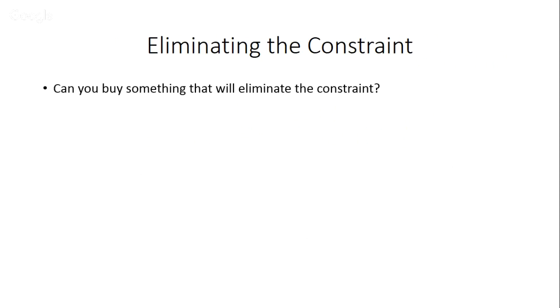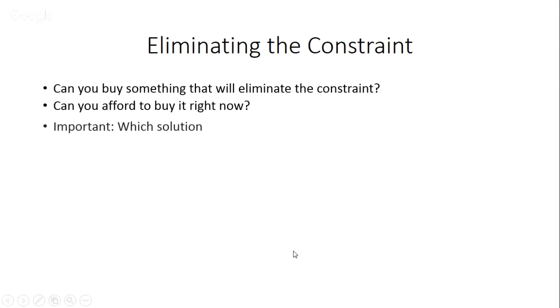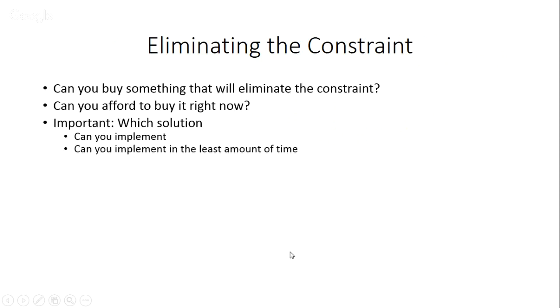So trust me when I say this, I'm certainly not talking about never buying anything. I'm not talking about getting off everybody's list. You need to know what's out there. I'm just saying sometimes when you buy it out of order, you're not eliminating the right constraints. Can you afford to buy something that will eliminate your constraint right now? Okay, so here's what's important. Which solution can you implement in the least amount of time? Which solution can you implement with minimal time and investment?